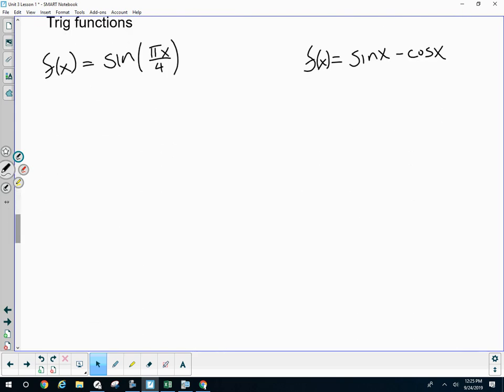Trig functions have maxes and mins too. Let's find the locations of the maxes and the mins of these trig functions. We got sine pi x over 4. We got sine minus cosine. For this one, we got the chain rule. We don't have many derivative rules for these examples, but on your homework, you'll have a chain rule and a quotient rule. So let's not forget all of those rules. Don't forget the chain rule.